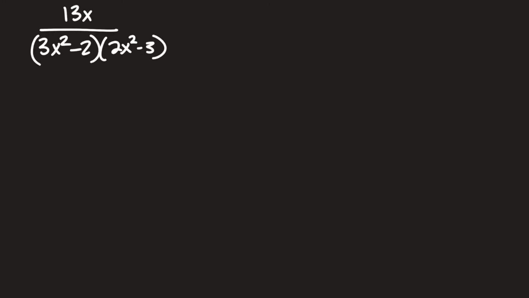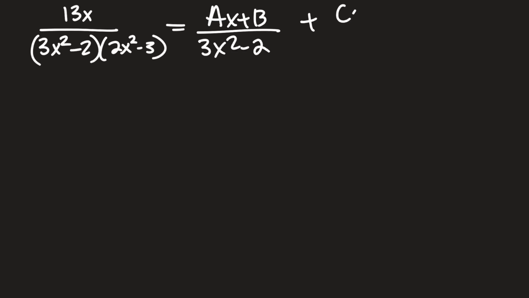I think I did a 4. I didn't do a 4, but it's the same thing. So we have 13x over these two. Both of these are non-reducible, non-factorable quadratics. So we have ax plus b over 3x squared minus 2 plus, so the cx plus d all over 2x squared minus 3.